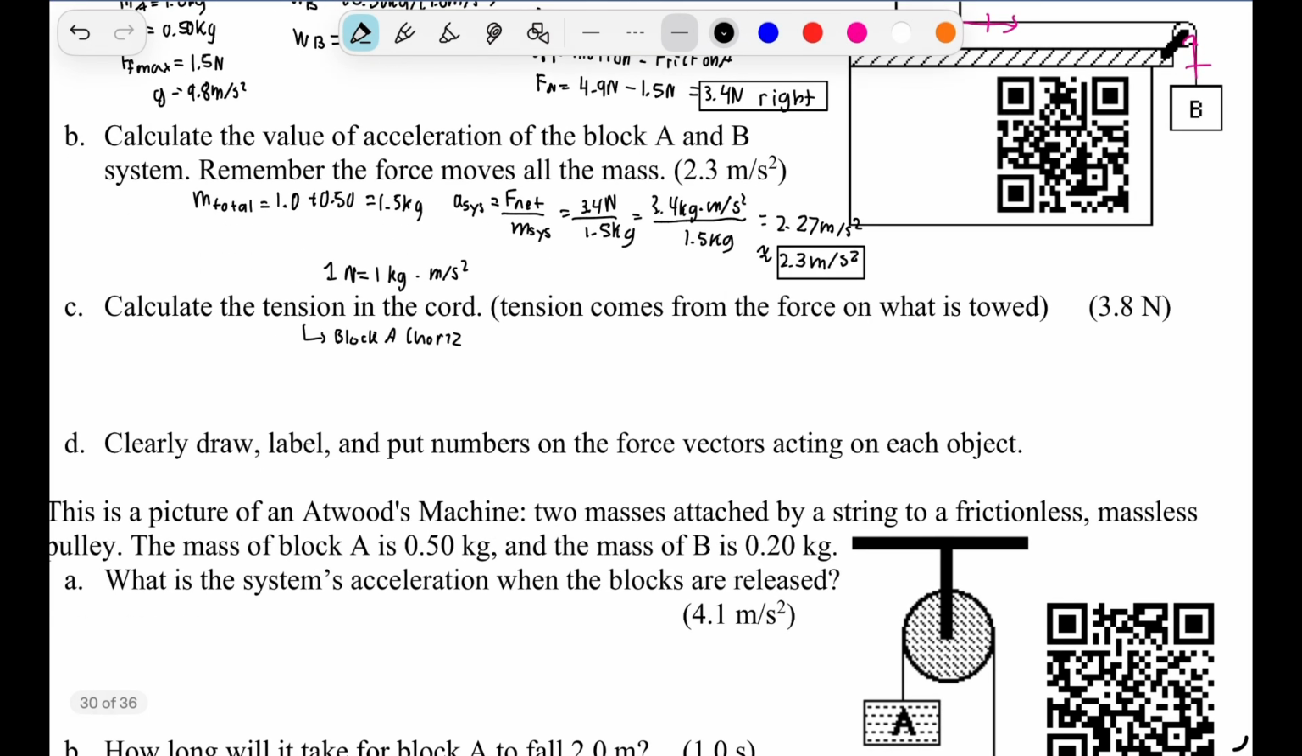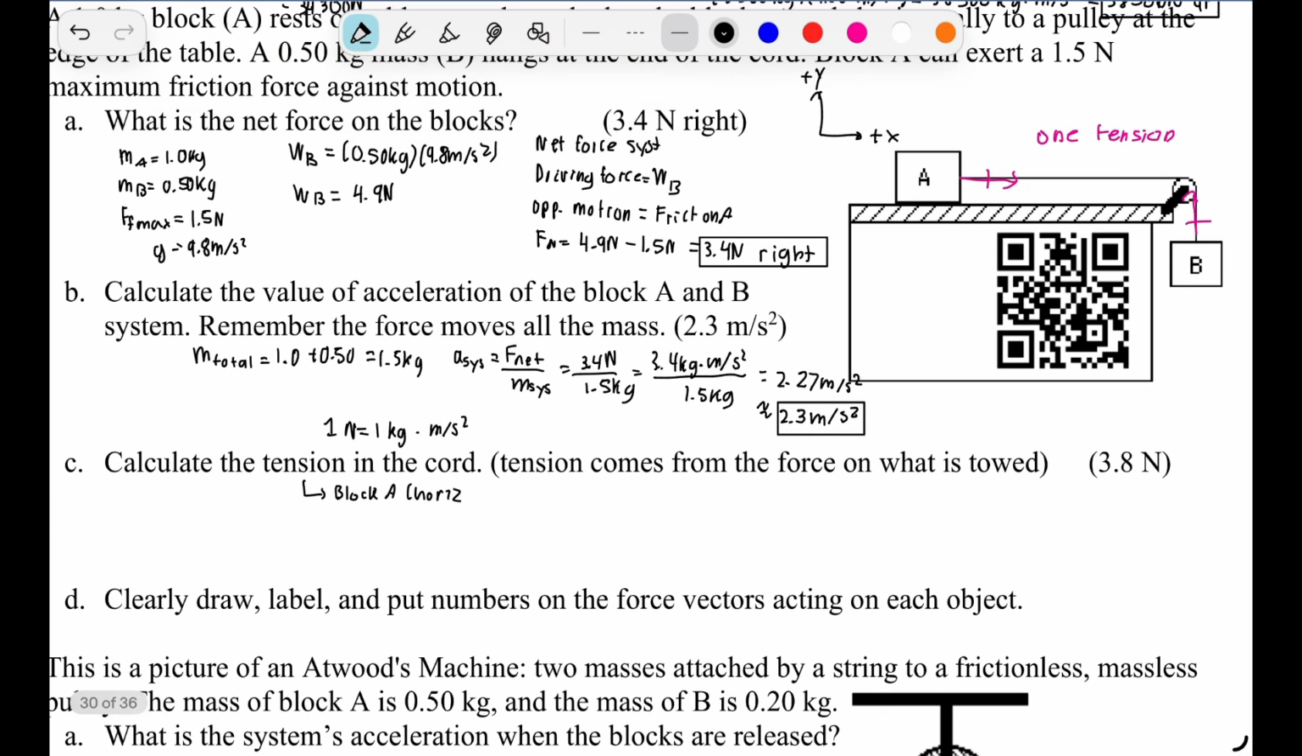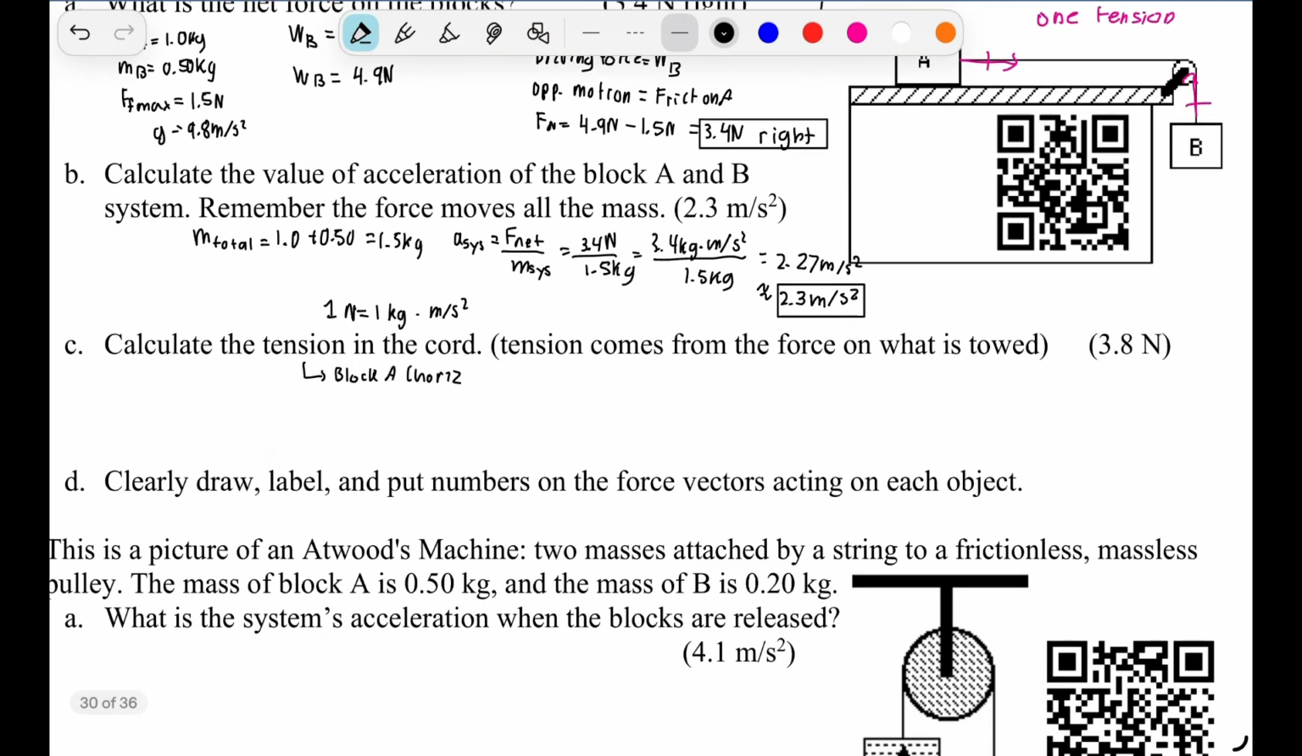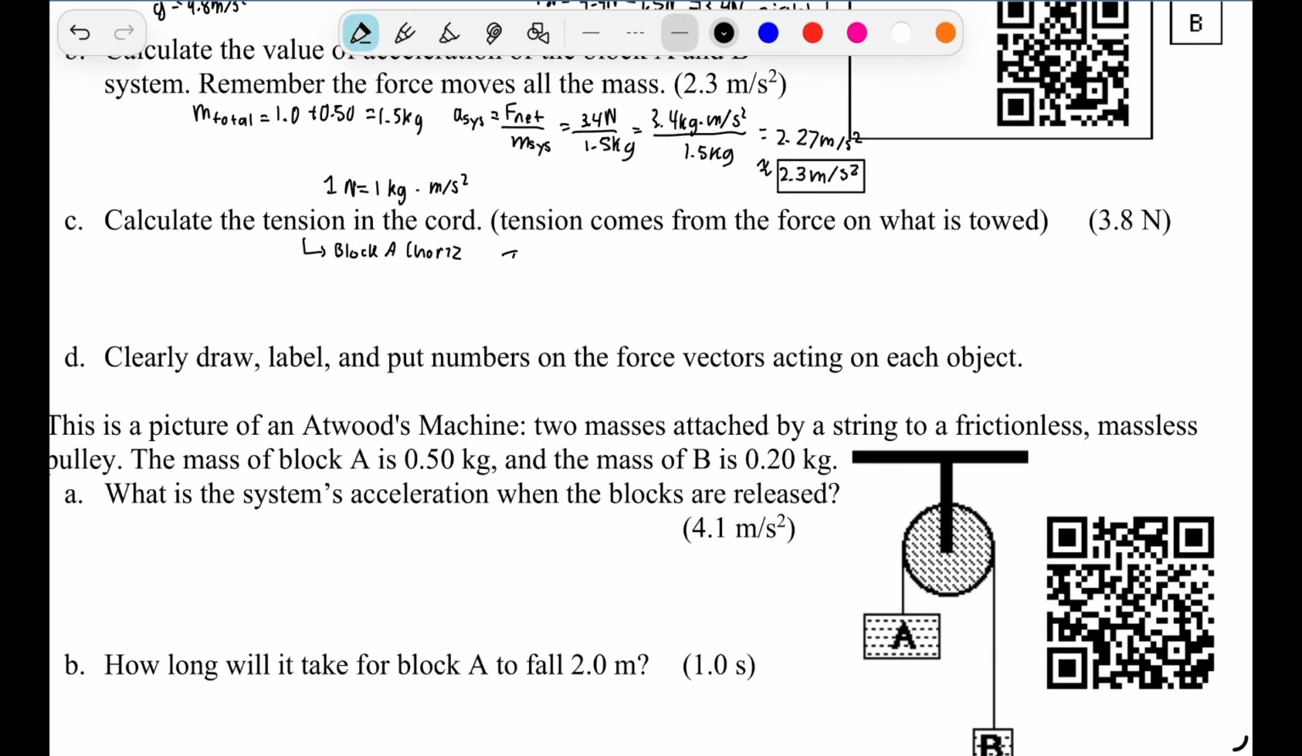So, if we define our coordinate system like this, up is positive and right is positive. So T minus the force of friction is equal to the mass of A times your acceleration. T minus 1.5 is equal to 1.0 times 2.3. This is equal to 2.3. T is equal to 3.8 newtons.